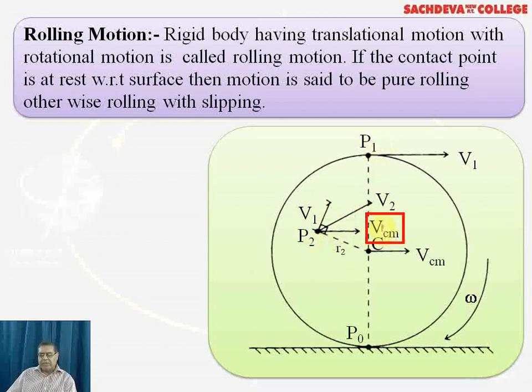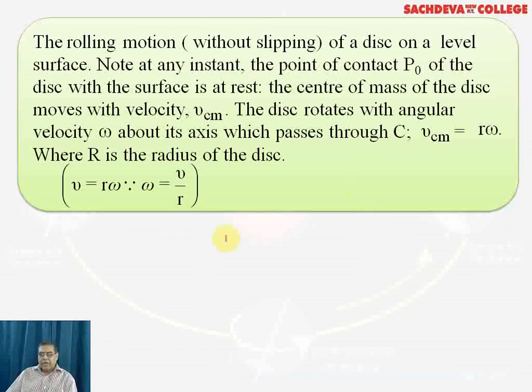Now when we write VCM, that means the velocity of the center of mass. C represents the center of mass of the body. The rolling motion without slipping. If slipping is not there, but the body is rolling. So rolling motion without slipping of a disc on a level surface. So what we have to note? Note at any instant the point of contact P0 of the disc with the surface is at rest.